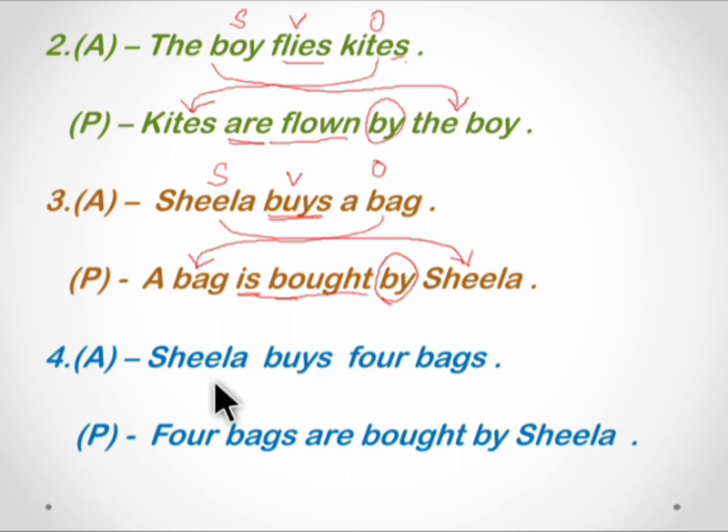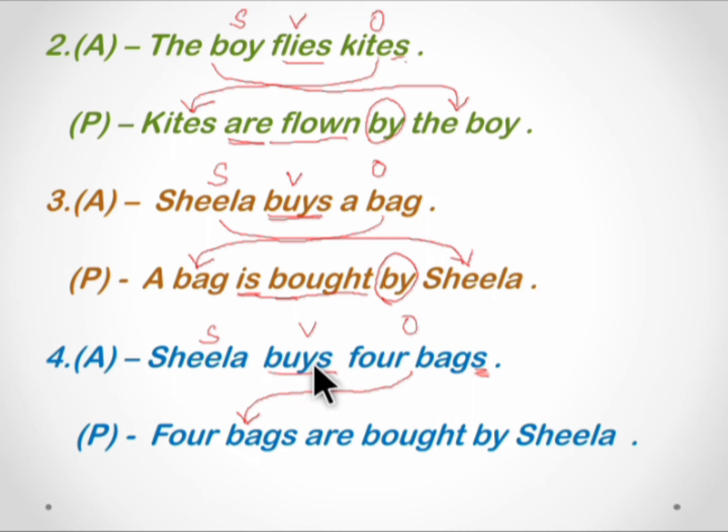The next sentence, Sheila buys 4 bags. Here bags again is plural form. Now 4 bags is the object, buys is the verb, and Sheila is the subject. So the object of the active voice will become the subject of the passive voice. 4 bags.